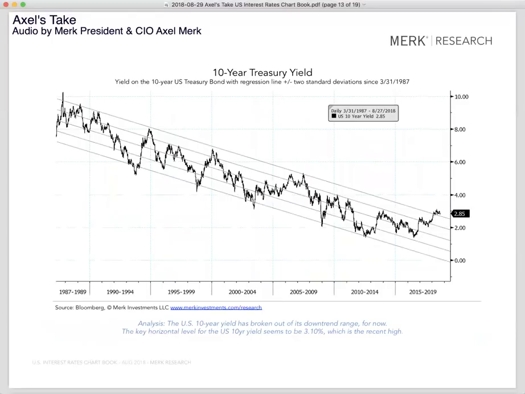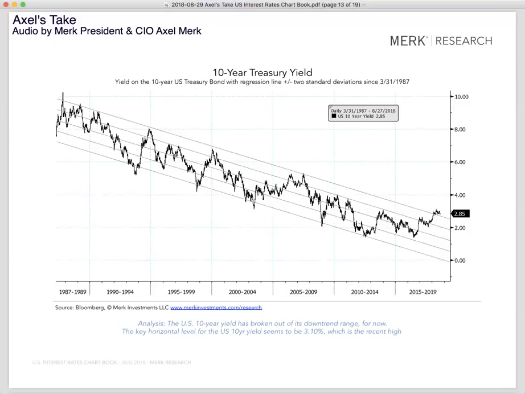So looking at 10-year yields here, we've broken out of this two standard deviation band, and that's shown here. And so some people take that to mean the historic bull market in bonds is over. Others aren't so sure about it, saying some other forces will take over again. We'll talk about demographics here in a second. But it is certainly noteworthy that we have broken above that band.